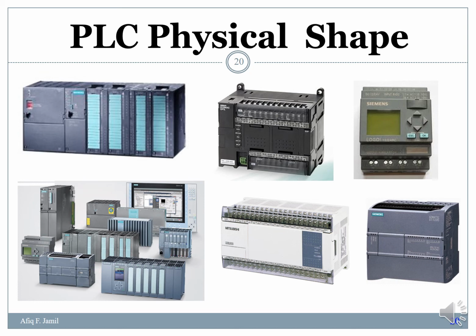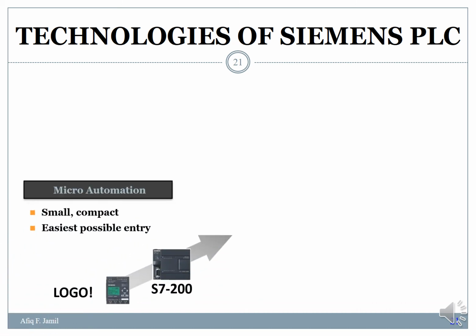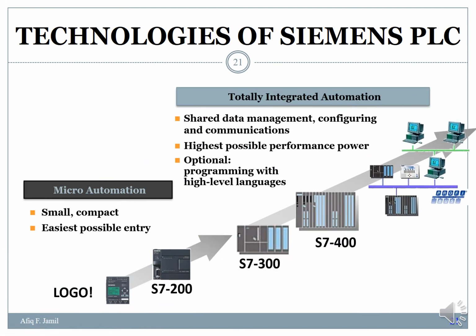There are various physical shapes of PLC from different manufacturers: Omron, Siemens, Mitsubishi. In this course, we'll be using Siemens PLC. So I will briefly explain the list of products available for Siemens PLC. Siemens has small PLCs for small compact automation or micro automation, Logo and S7200. And for bigger automation, for better performance, programming with high level language, there is another set of PLCs, S7300 and also S7400.